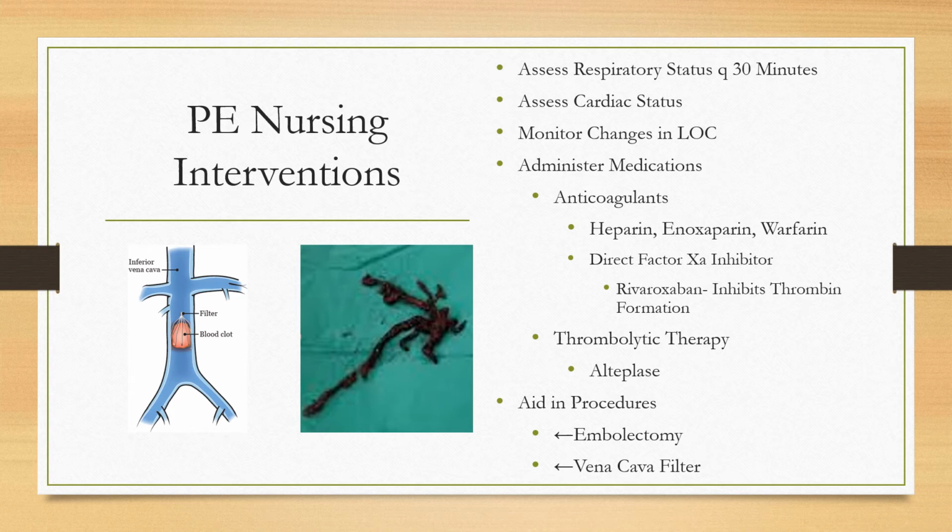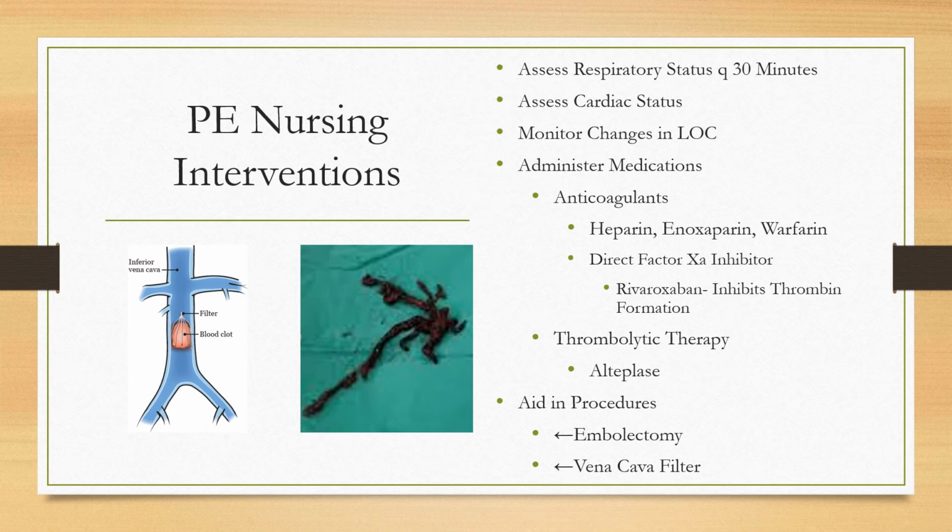Now, what else can we do if someone's getting repeated PEs? So they're on blood thinners for their DVT, but they continue to send PEs to the lungs. Well, we could put a filter in the inferior vena cava. So the filter gets inserted. It's almost like a protective filter. So when a clot travels up from the leg, the filter stops it. Okay, it doesn't let it get to the heart. So that's called an IVC, inferior vena cava filter.